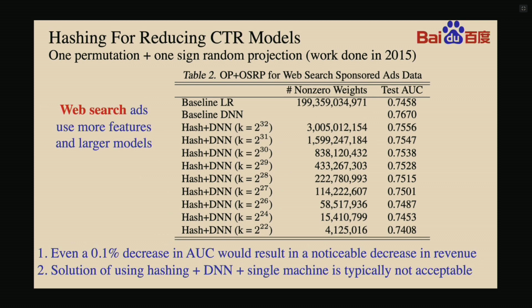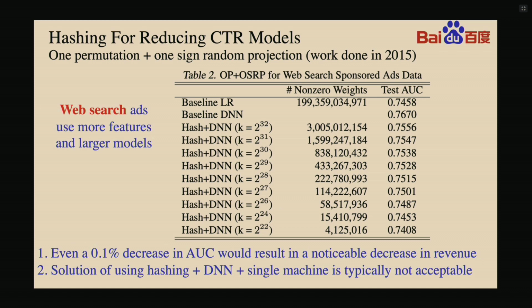Let's see another example. Web search ads use more features and larger models. Here we can see that the number of non-zero weights for the baseline logistic regression and deep neural network goes to around 200 billion. In this case, even though we perform the hash to 2 to the 32 bits, we still cannot catch up with the test AUC of baseline DNN. And even worse news is that a 0.1% decrease in AUC would result in a noticeable decrease in revenue.